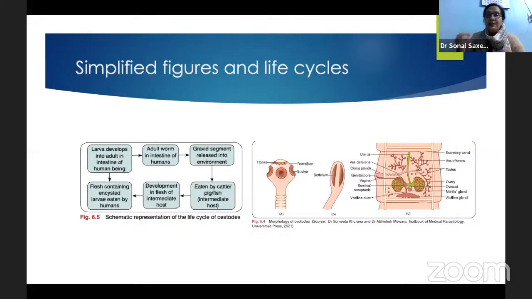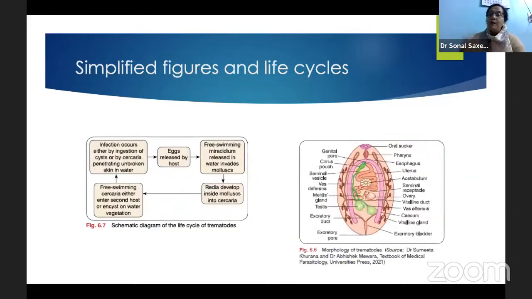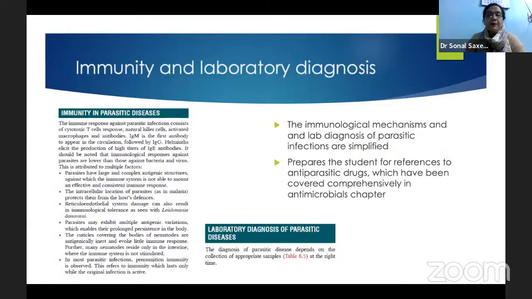So that the child has some idea when they are reading this basic chapter that yes, this is how a cestode or a trematode or a nematode passes its life cycle. Some may require 2 hosts, 3 hosts, the types of hosts, paratenic host, all that is explained in this chapter.